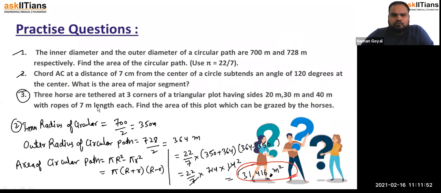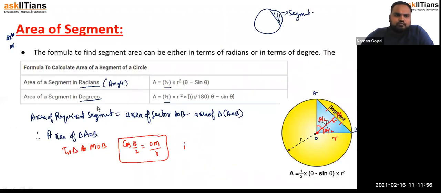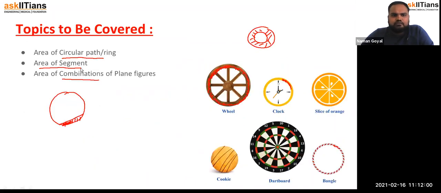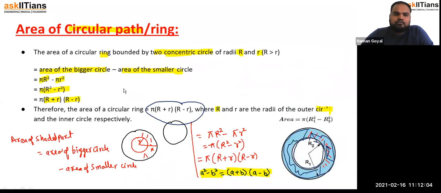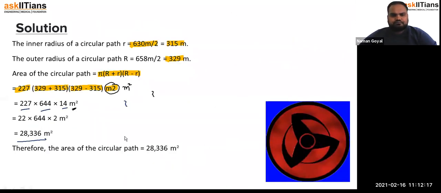This is your homework. So what we learned in today's class, we are going to take a quick review. We learned about area of circular path and ring, area of segment, and area of combined figures, combination of plane figures. So the area of circular path and ring is what? Pi into capital R plus small r into capital R minus small r, isn't it? So this formula we will use in many questions after this.